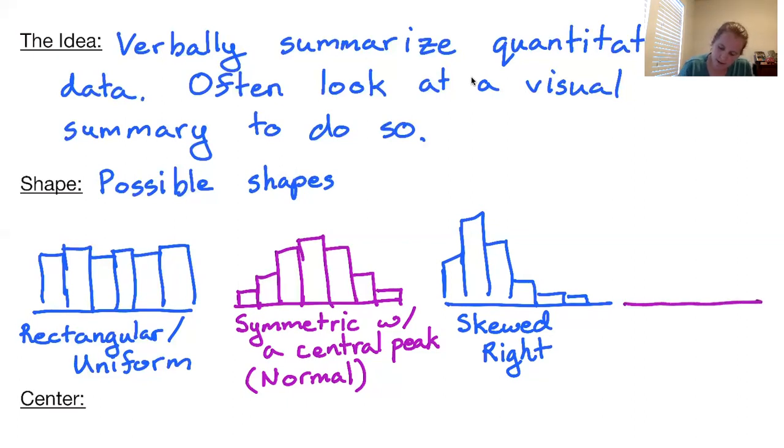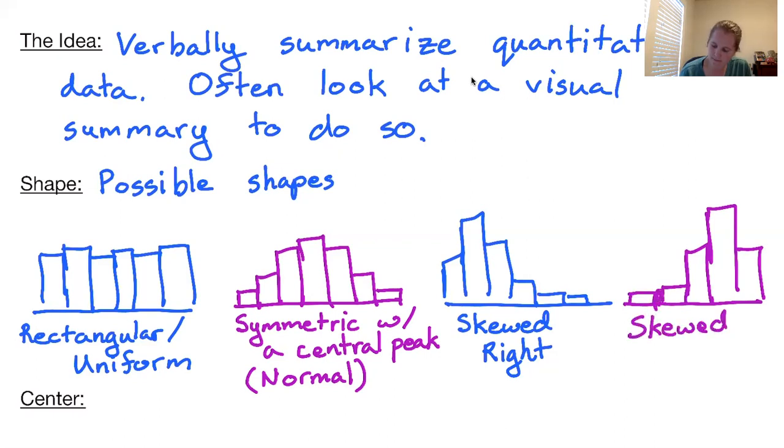Similarly, we have skewed left. Skewed left, we have our hill on the right. Most of the data is to the right, and then we've got that tail going to the left. So this is skewed left. Again, the stuff on the left is surprising, unusual, it's rare. Most of the values are to the right. So the left is surprising, we skew in that direction.